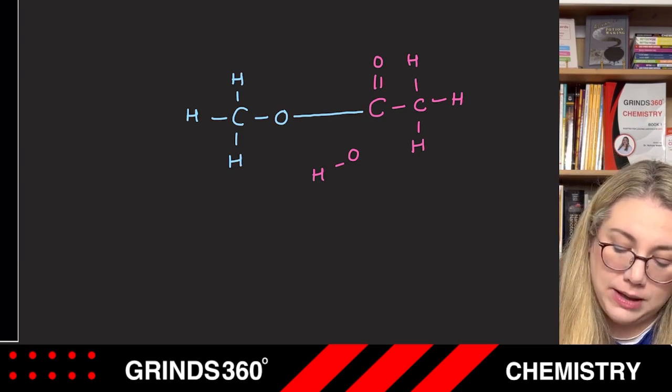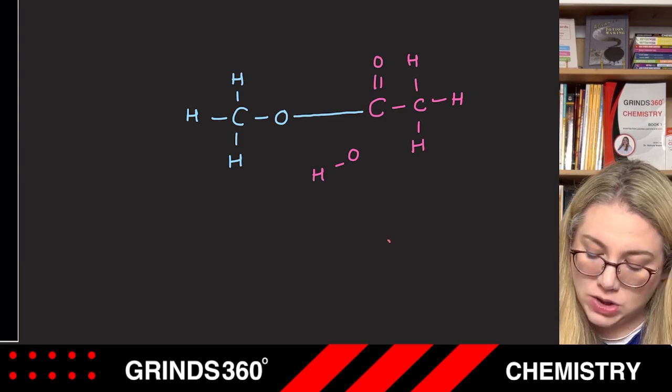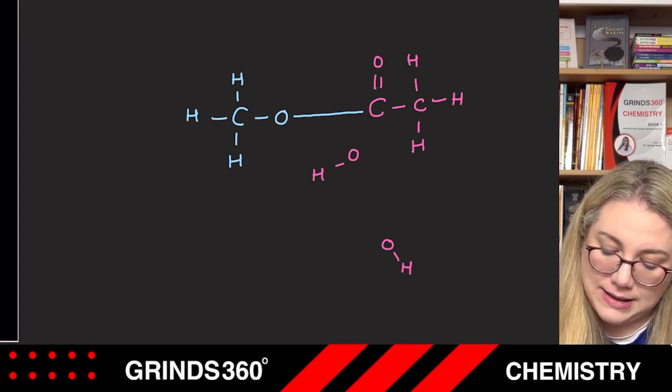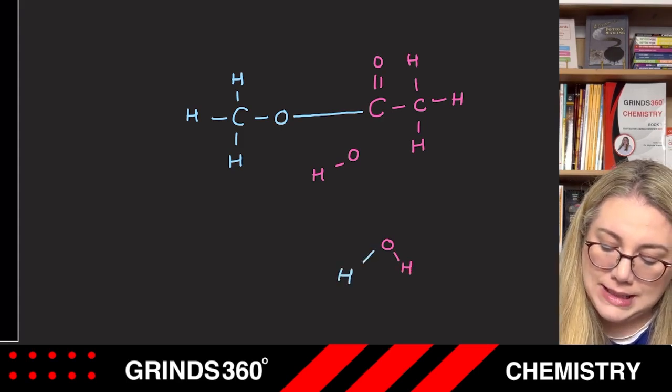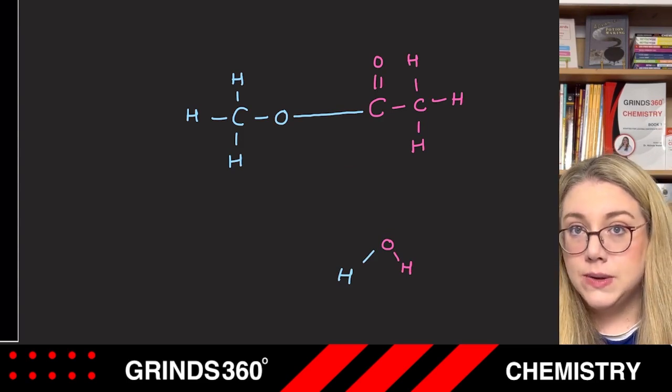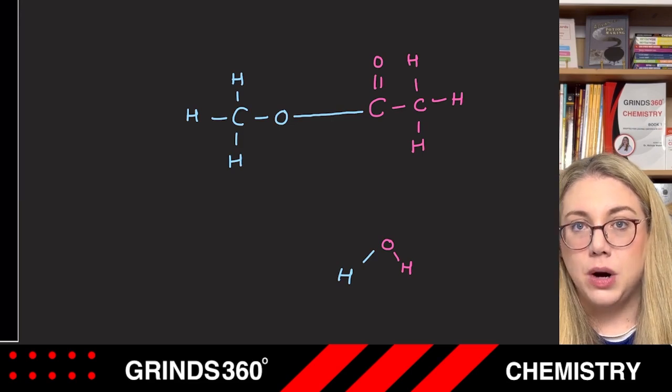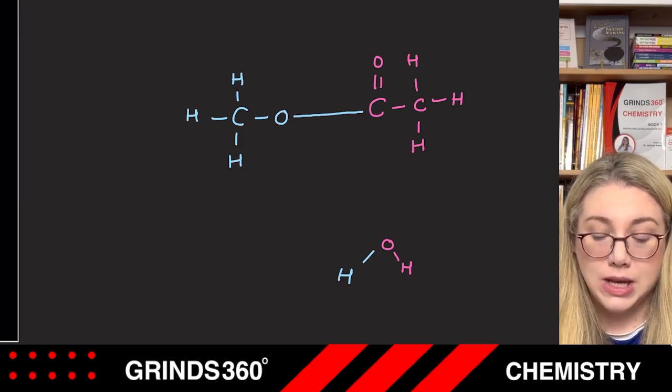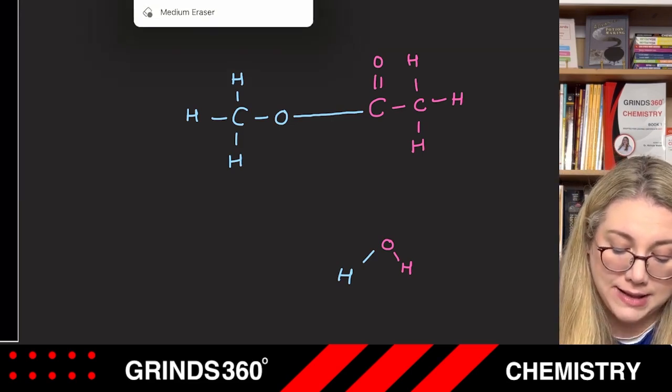Now, this molecule is kicking off an OH and the alcohol lost a hydrogen. So those two combine together and that's where the water comes from. Your alcohol part will lose a hydrogen and the carboxylic acid part will lose an OH. And that is the structure of the ester.